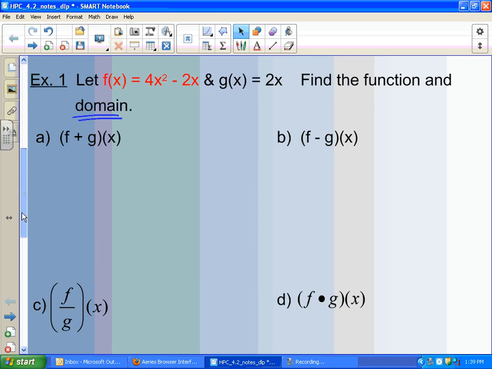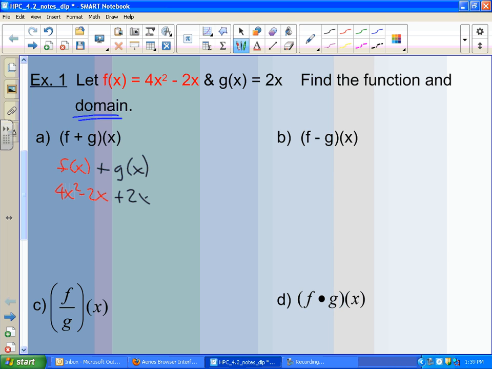So we take f of x, we take g of x. We're going to do some stuff with them. First, we're going to add them. What do we get? Can anyone just look at it and see the answer? What's the answer? 4x squared? Yeah, look at that. 4x squared. Why? Because we're taking f of x and adding it to g of x, which means we're combining like terms. And I get 4x squared minus 2x plus 2x.